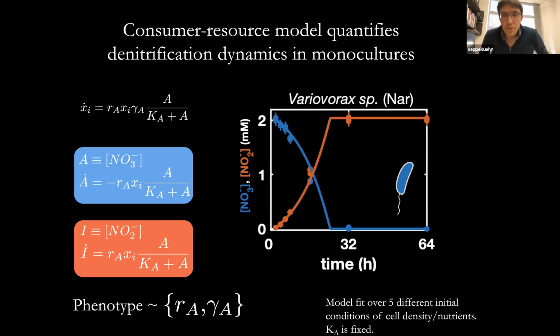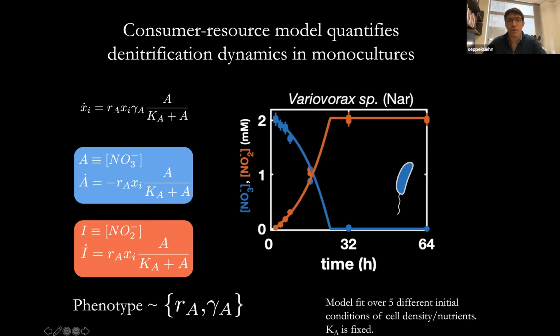So what we can do then is parameterize one of these very simple models. This is very similar to the models that Guy, Ned, Pankaj, and all of our friends are studying theoretically. And this is a very nice model, I think, because it will give us quantitative predictions, which we'll be able to test going forward. So we take these data points, the blue and red points here, and we infer a consumer resource model, which describes the abundance dynamics X, and the nutrient dynamics A for nitrate and I for nitrite. And we just have simple Monod consumption and production terms.